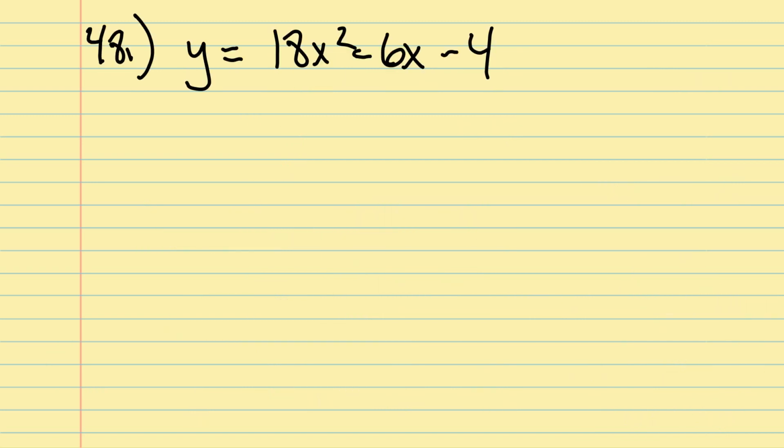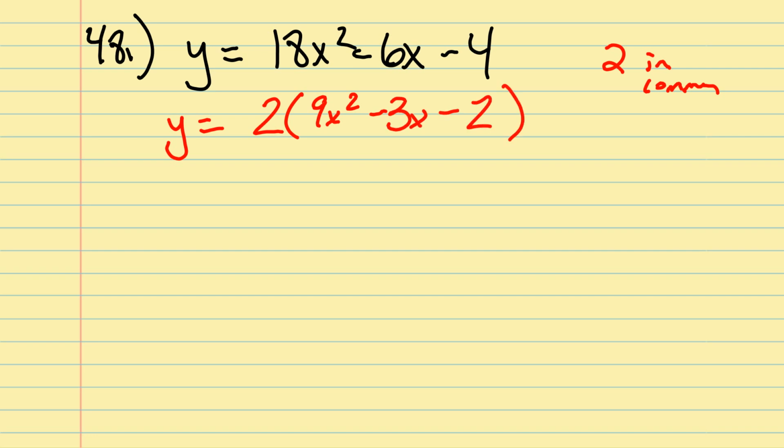Alright, 48. I have 18x squared minus 6x minus 4. And they have a 2 in common before I do anything. So I'm going to write y equals 2, 9x squared minus 3x minus 2. Just going to make my life easier. I have 3x and 3x, or 1x and 9x. I have negative 1 and 2. Now I'm going to try them.